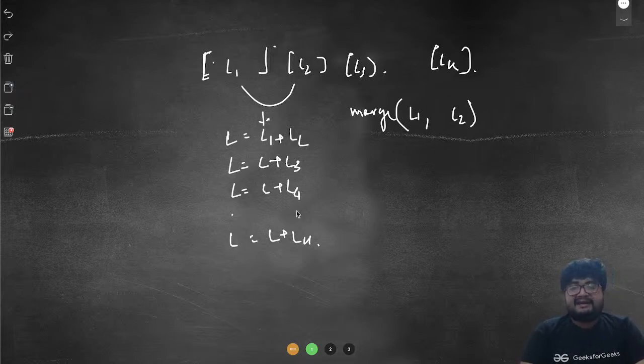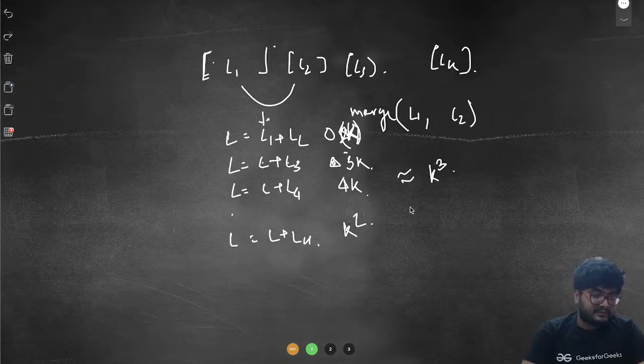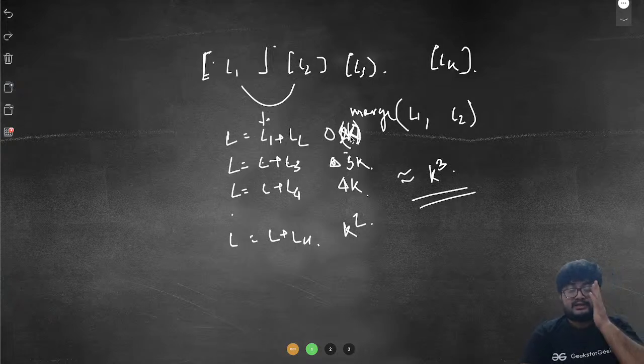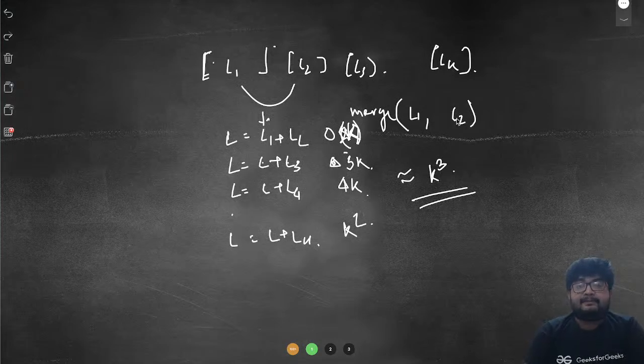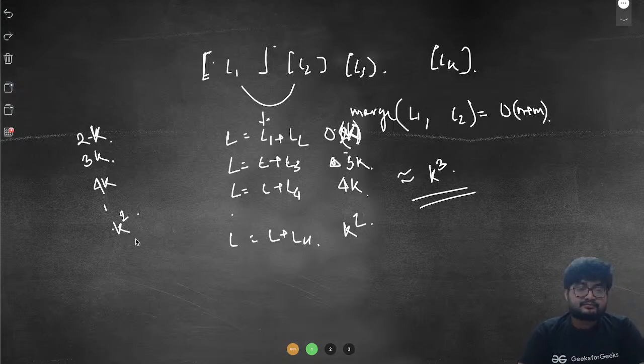So here everything is k. So this will take order of k, then 2k, then 2k plus k, that is 3k. This will take 3k time, this will take 4k time, and like that this will take k squared time. So it is coming approximately to be k cube time complexity, because we can merge two sorted arrays in order of n plus m time. Now this will be k plus k, that is 2k, for L1 plus L2. Now L is of size 2k, so 2k plus k, that is 3k, then 4k, and like that up to k squared.